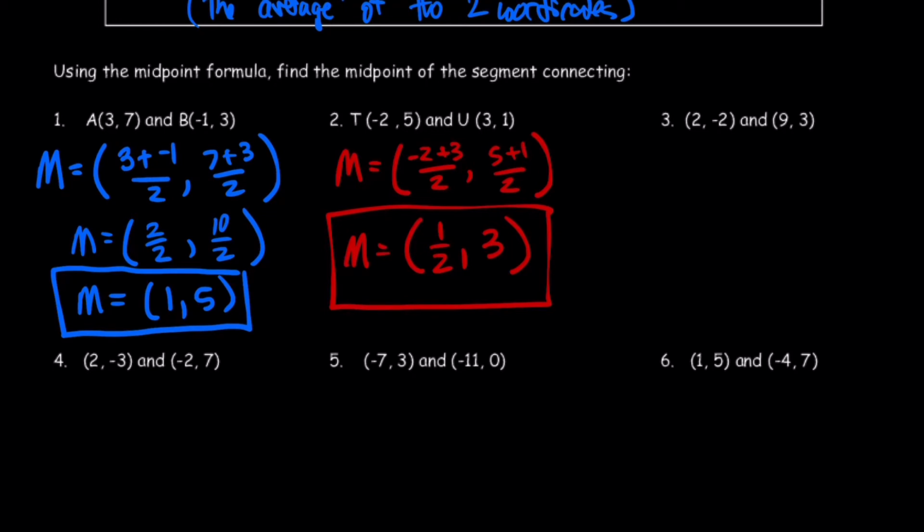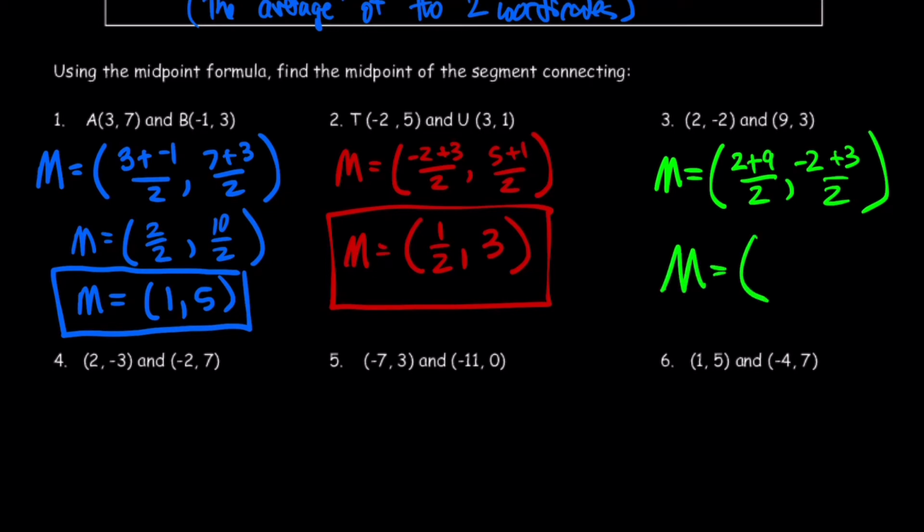All right, the next one. I want you to do this one on your own. Pause the video, try it on your own, and then resume the video, see if you did it correctly. Okay, so the midpoint here is going to be 2 plus 9 divided by 2, comma, negative 2 plus 3 divided by 2.